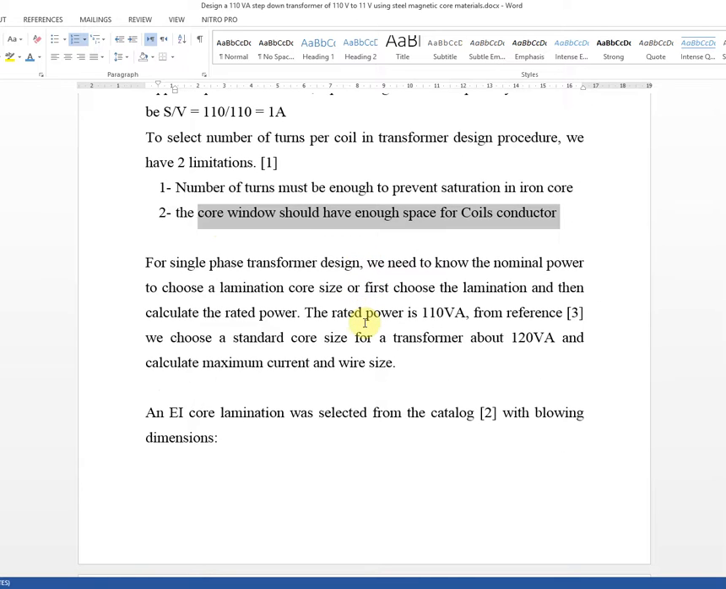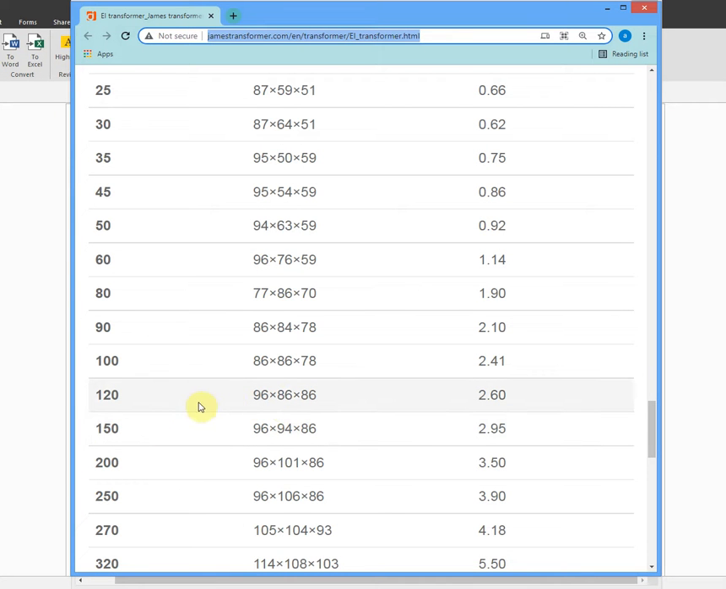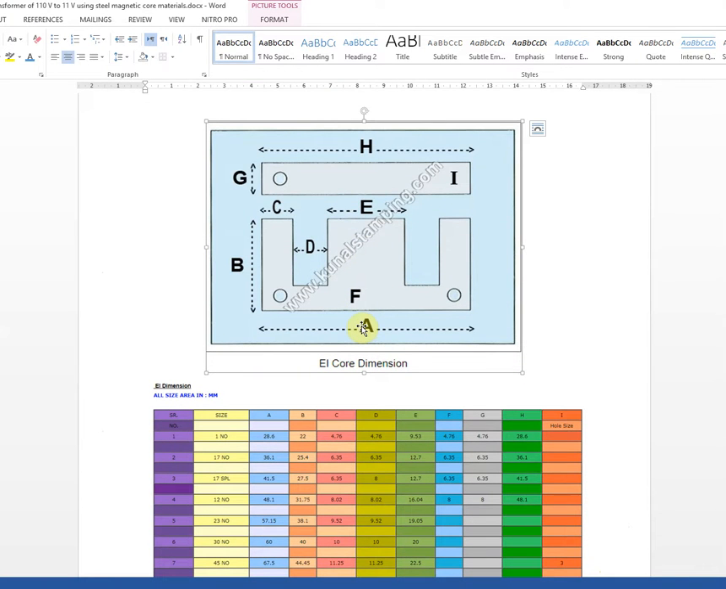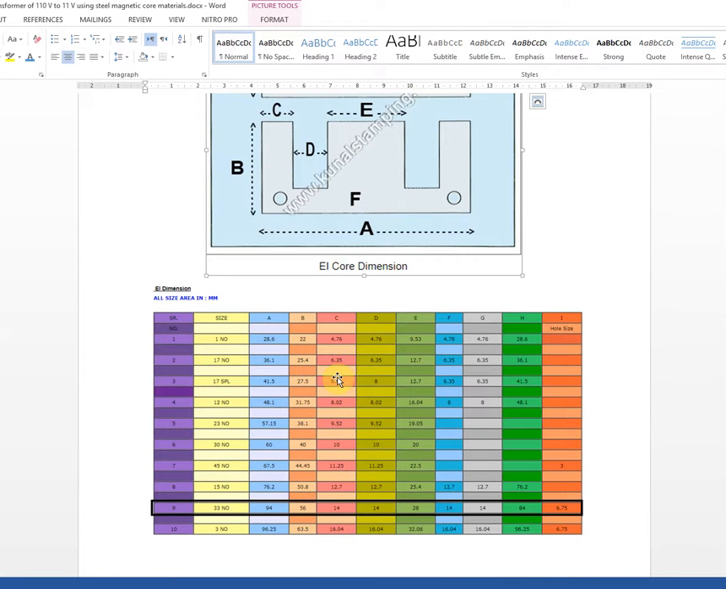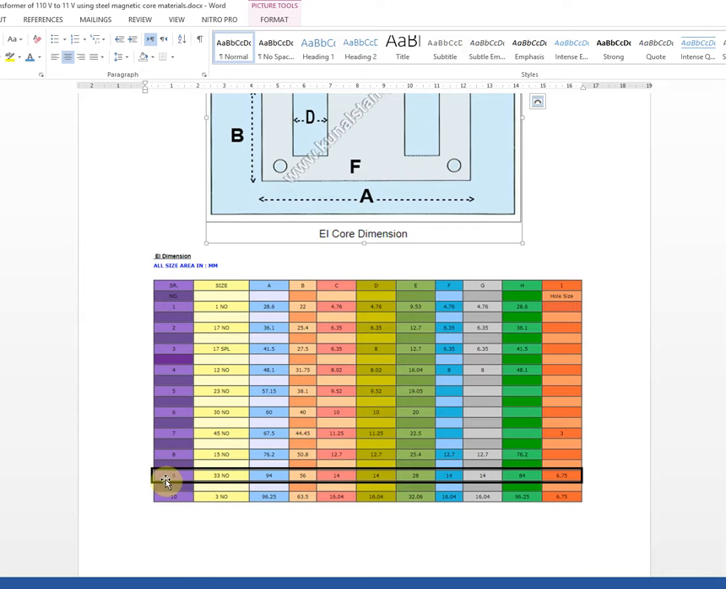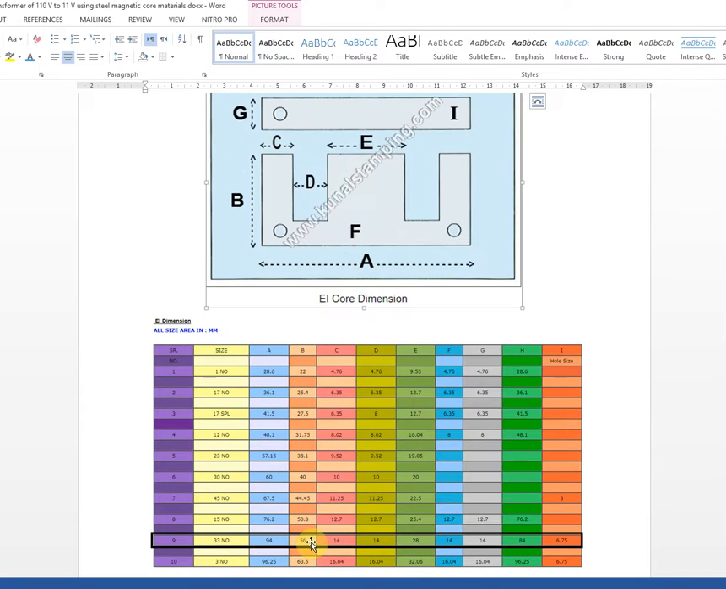So first of all, we have to choose a standard core and then design the winding. For our power, we will choose a core with size about 96 millimeter. From a standard EI core producer's table of standard sizes, we choose row number 9 with 94 millimeter of A and 56 millimeter of B. So we have the area of the EI core.